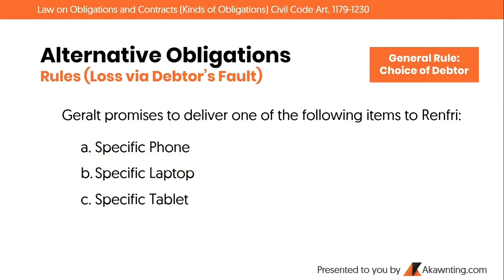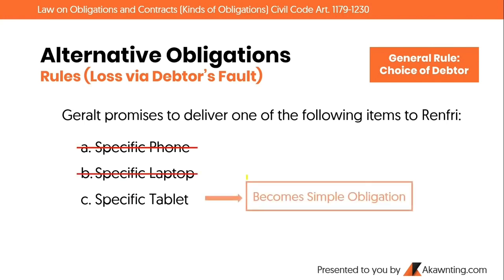Ganun pa rin, hindi nagbago, pero this time, dalawa na ang nawala, specific phone and a specific laptop. So, as a rule, ganun pa rin. This obligation becomes automatically a simple obligation. Bakit? Iisa na lang ang pwedeng piliin. Validly pwedeng piliin ni debtor, which is the specific tablet. Hindi niya naman pwedeng piliin yung A or B kasi nawala nga eh. So, hindi niya pwedeng piliin. Okay?